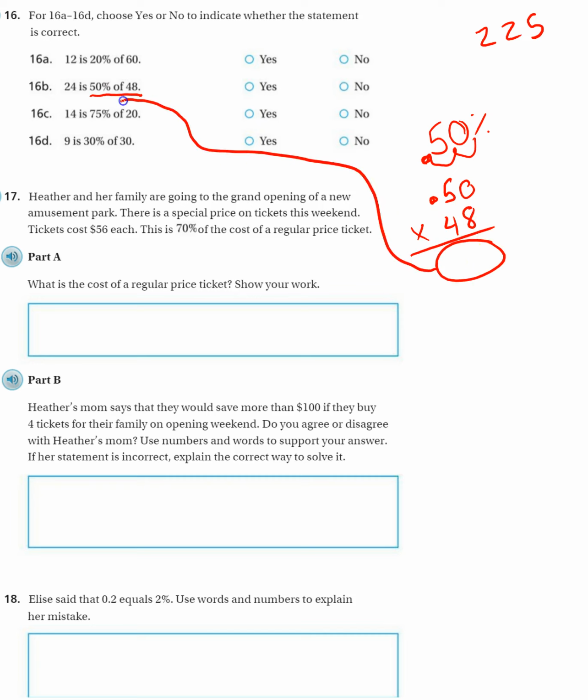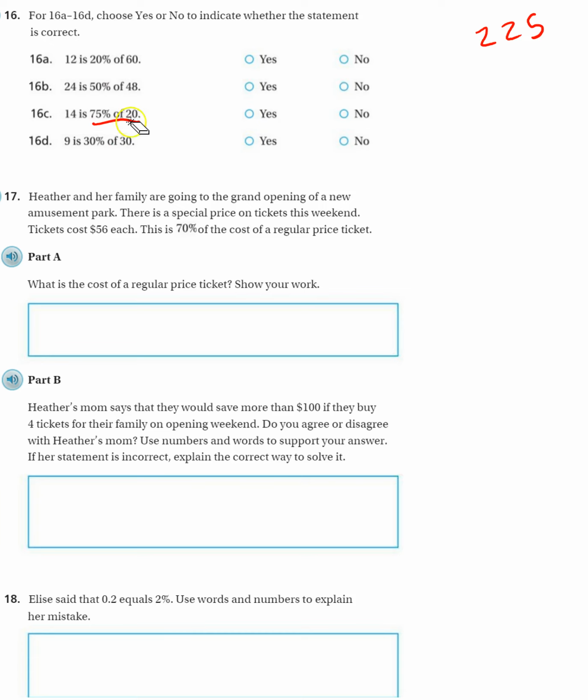Okay, last one, and I'll let you finish it off. 75% of 20, again, I change it to a decimal. Multiply it by 20, check. Does this answer equal 14? If it does, you bubble in yes. If it doesn't, you bubble in no. And that's how you solve these problems.